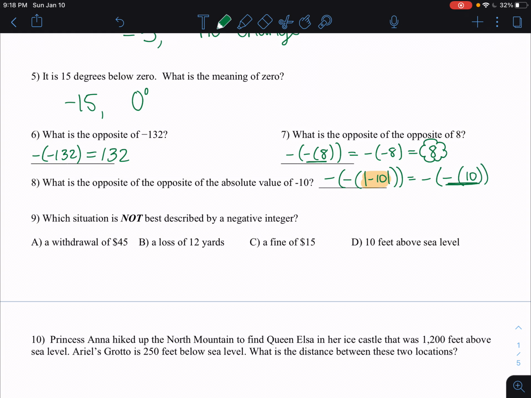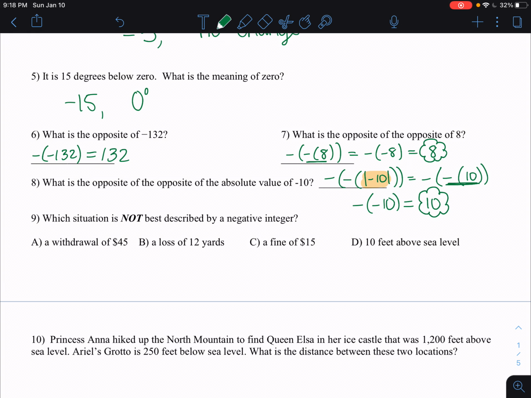Now I'm going to do this one. So I'm going to get the opposite of negative 10, and the opposite of negative 10 is positive 10. So just remembering on that one that the absolute value of negative 10 comes out positive first.